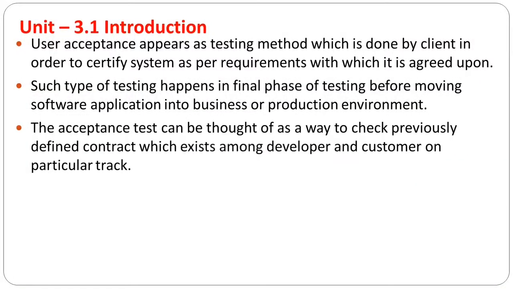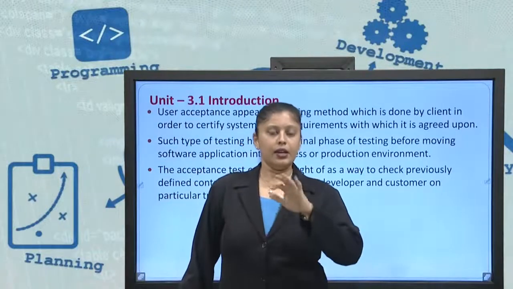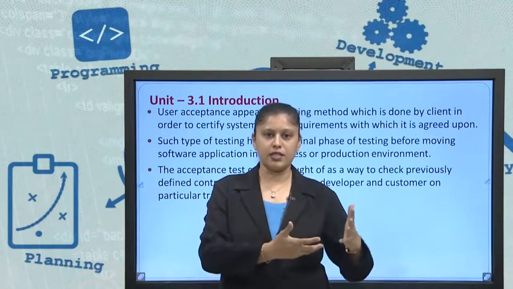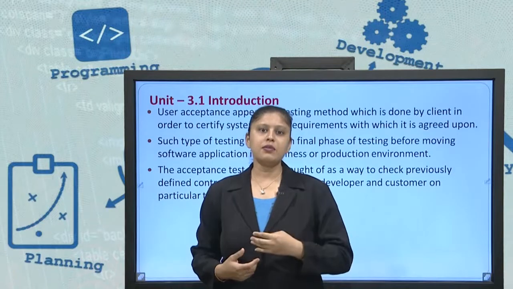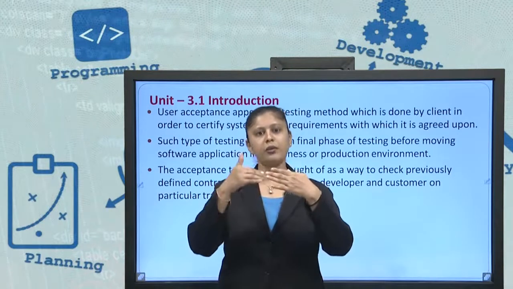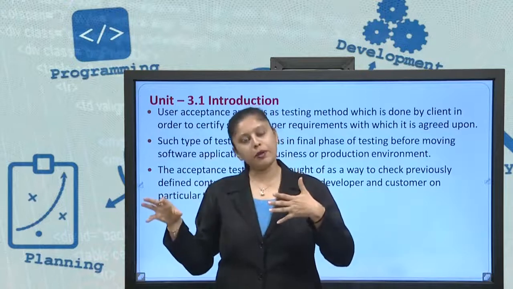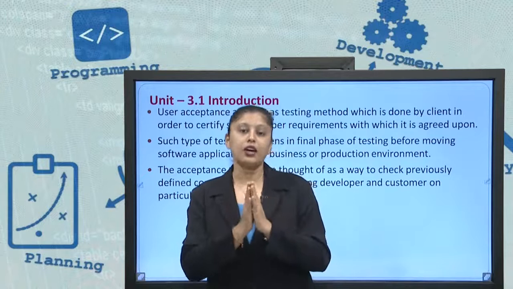The acceptance test can be thought of as a way to check the previously defined contract which exists between the developer and the customer on a particular track. It says that when we are about to sign with our customer, we get the customer requirements. When we get the customer requirements, we plan out how we will be fulfilling all these customer requirements and how we would be developing a particular software. So during that time we actually sign a contract.